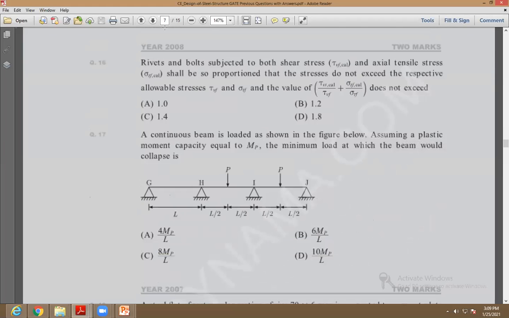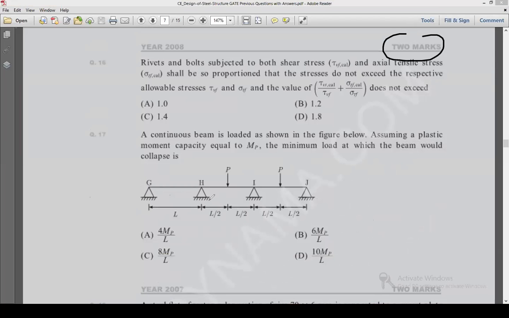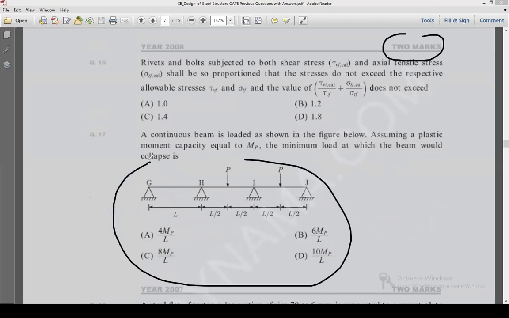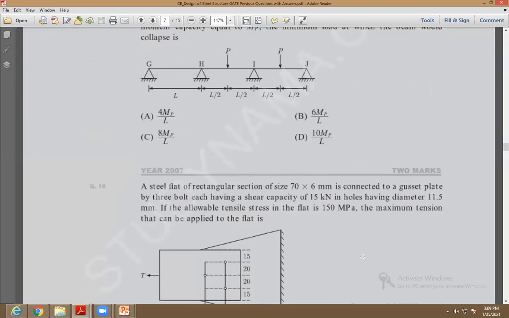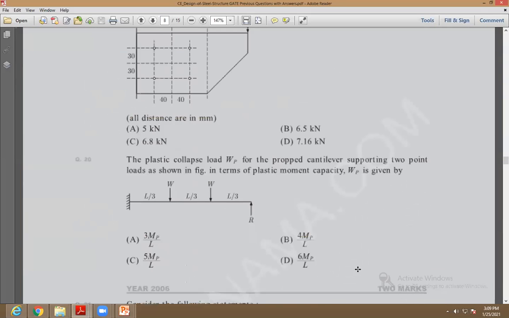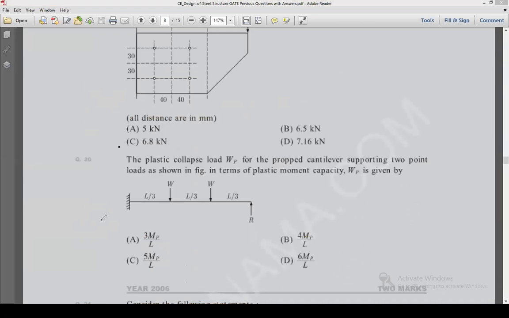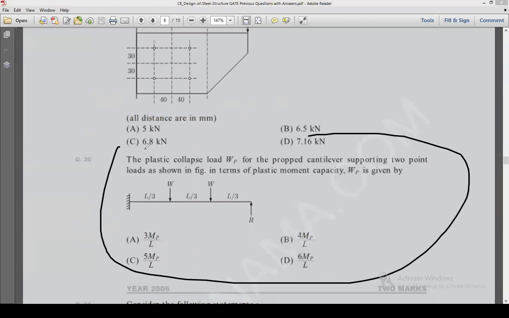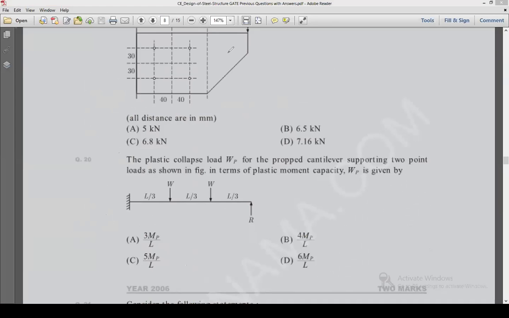Again, there is a 2-mark question on plastic analysis, find out the collapse load. Why I'm showing this to all of you is that it is plastic analysis. Again, find out the collapse load. Again, it is for 2 marks.